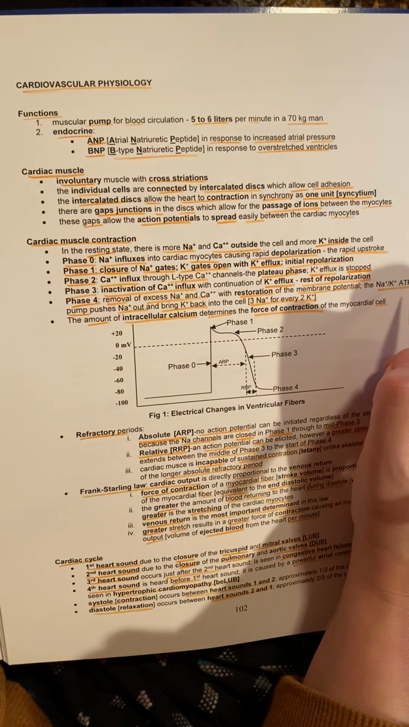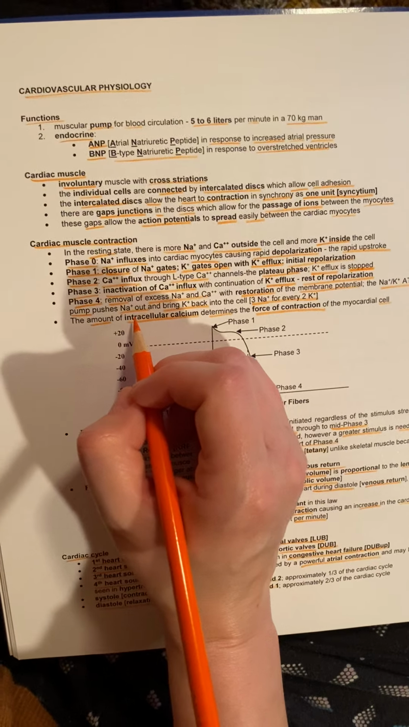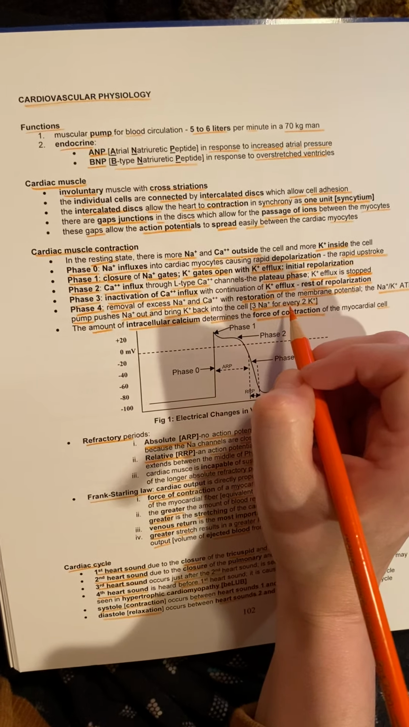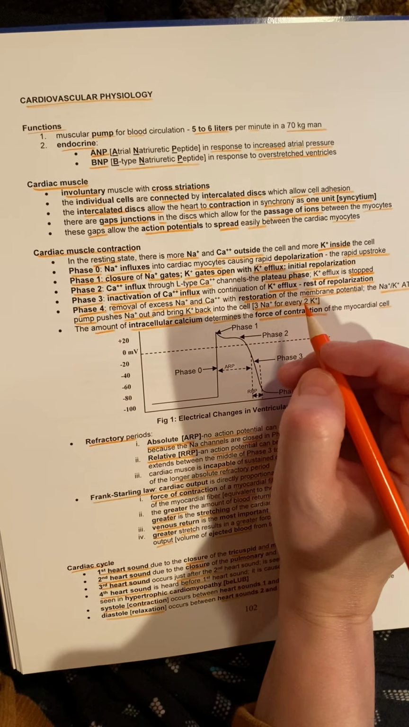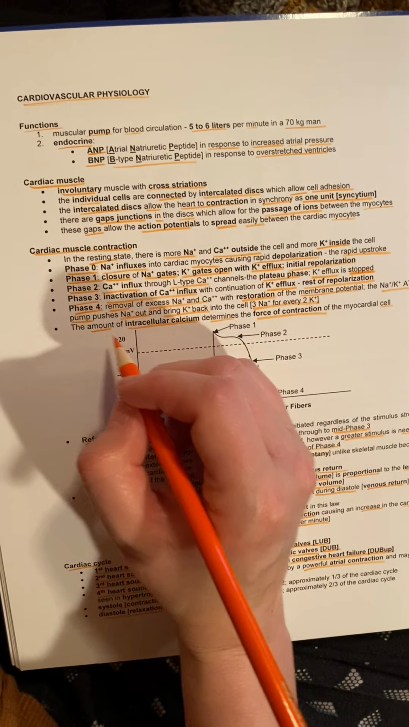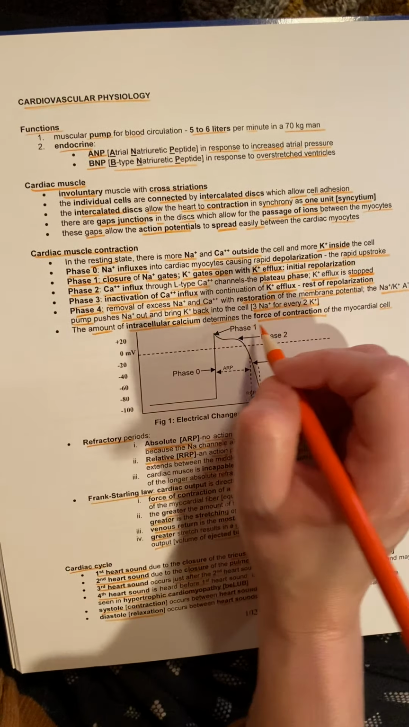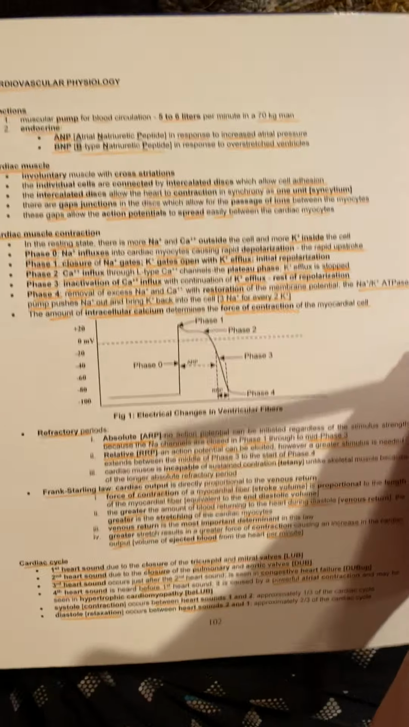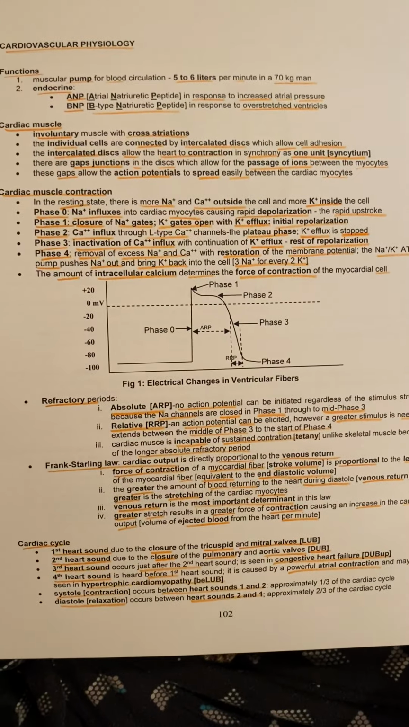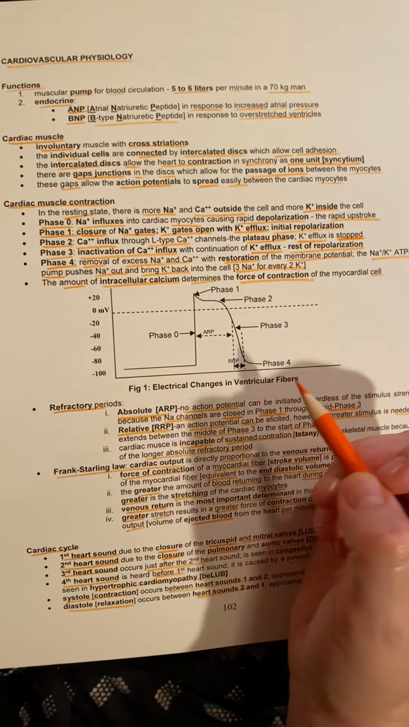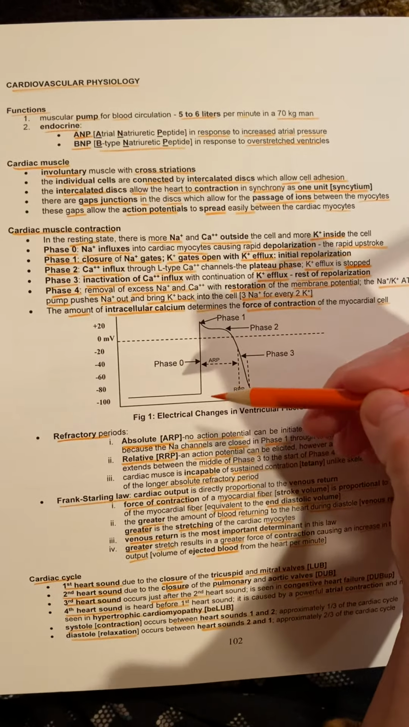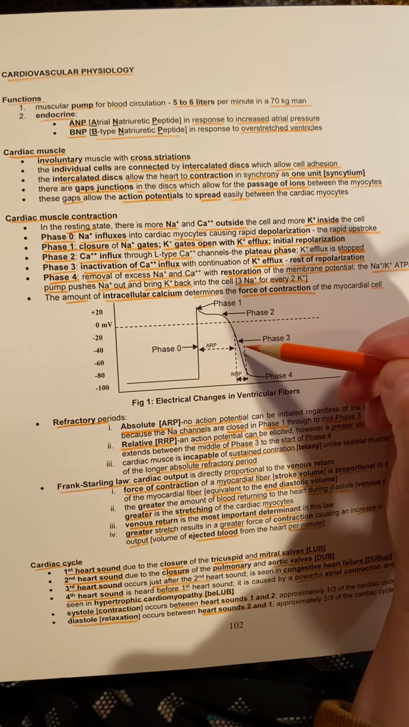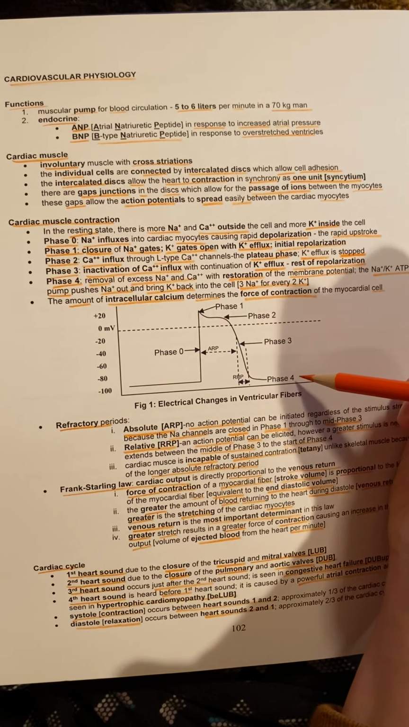The sodium-potassium ATPase pump pushes sodium out and brings potassium back into the cell. 3 sodium for every 2 potassium. The amount of intracellular calcium determines the force of contraction of the cardiac cell. Here's a chart of the phases, electrical changes in ventricular fibers. Phase 0, phase 1, phase 2, phase 3, phase 4.